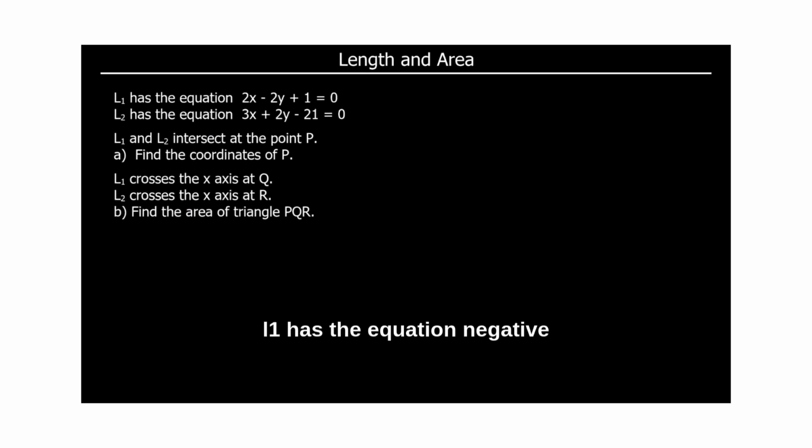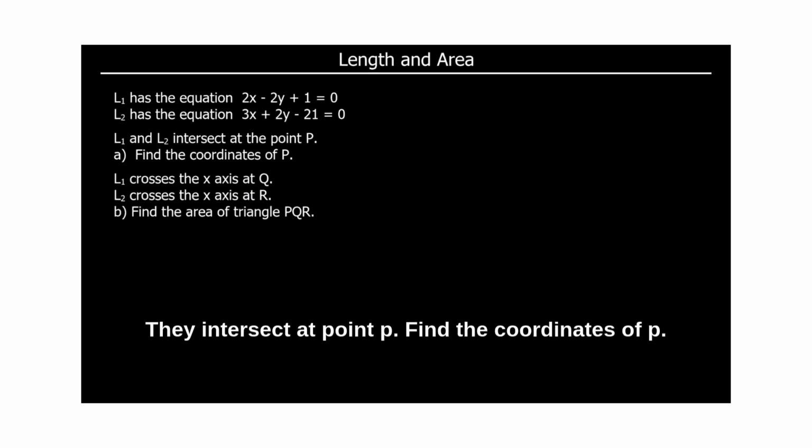L1 has the equation negative 2x minus 2y plus 1 equals 0. L2 has the equation 3x plus 2y minus 21 equals 0. They intersect at point P. Find the coordinates of P.